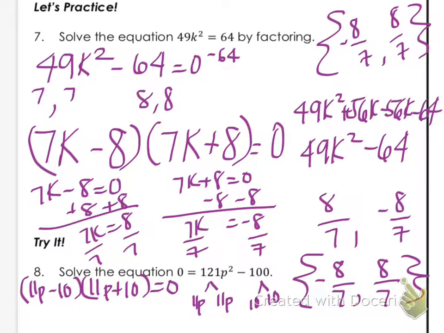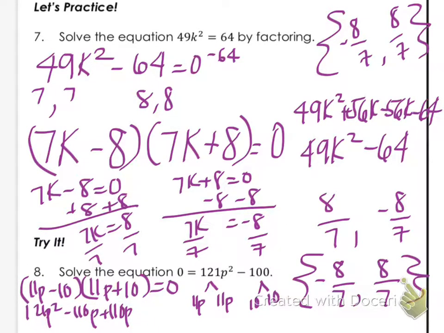All right, 11p times 11p is 121p squared. 11p times 10 is 110p. So we have again minus 110p plus 110p, and then negative 10 times 10 is negative 100. These middle terms cancel out, and we're left with 121p squared minus 100. So we know we're good. I did this just to make sure we were correct.